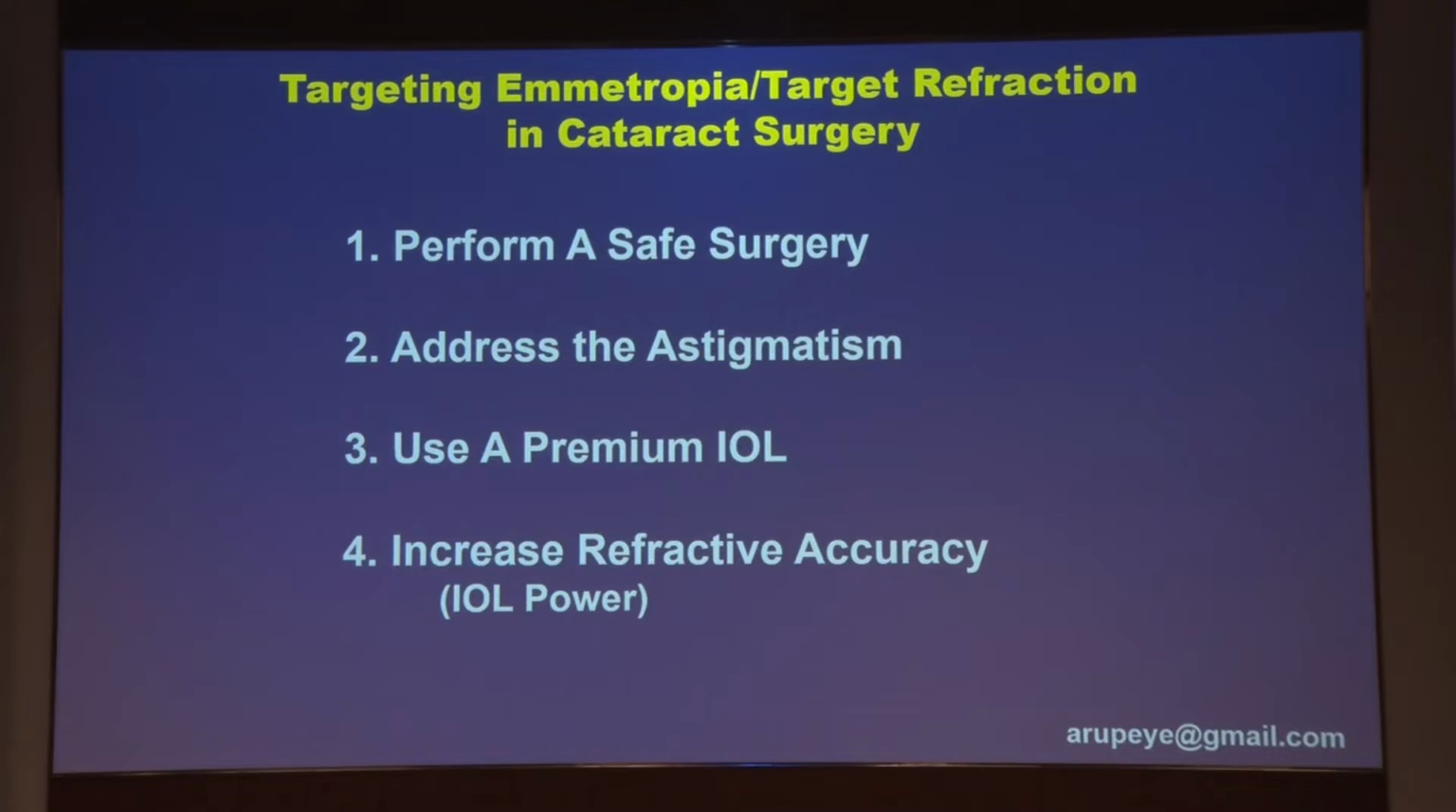Now, for us to achieve the target refraction, it goes without saying that the surgery has to be very safe, with no scope for any complication. You need to take care of the astigmatism, and toric IOL is what we do today to take care of corneal astigmatism. Use a premium intraocular lens, a multifocal lens, any presbyopic correcting lens. I'm not going to talk about this. I'm sure other speakers are dealing with these topics in the subsequent sessions. But what I'm going to talk to you about is how do you increase the refractive accuracy for IOL power calculation.